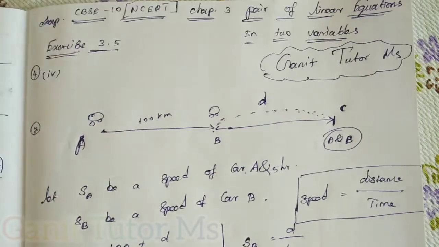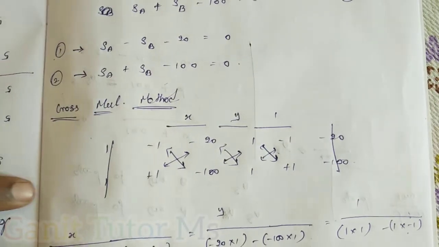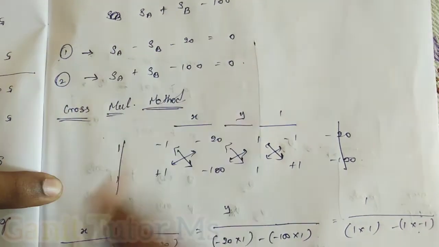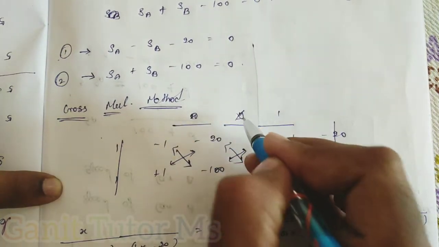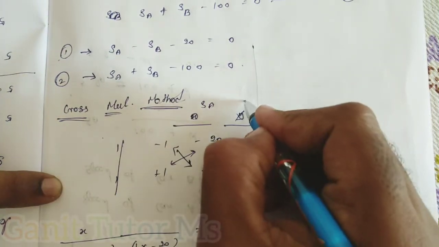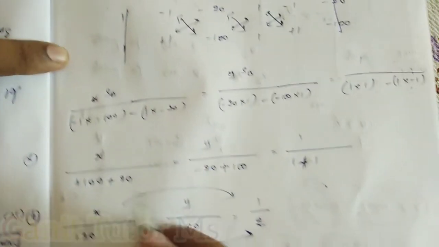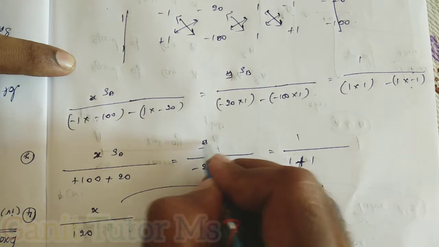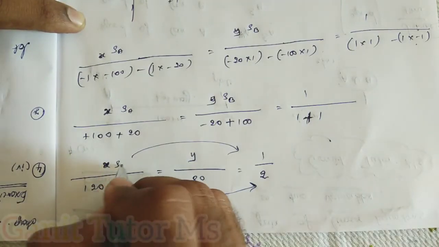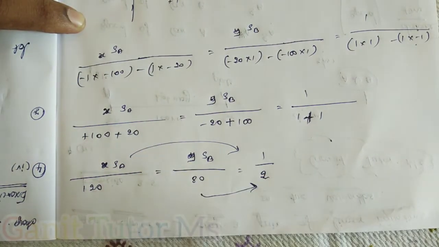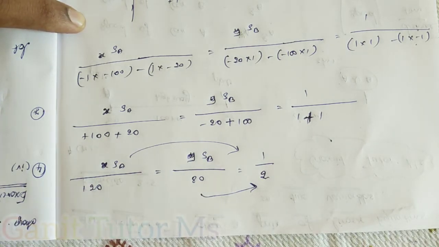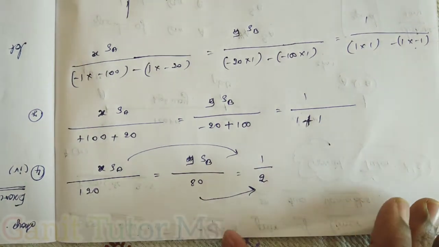Actually, in this problem, the variables are SA and SB. So, instead of x and y, sorry, here I made a mistake, that is SA, SB. Here also SA, SB. Clear? The same thing. Here also SA, SB, SA, SB. Clear? Actually, instead of SA, I put x here. Instead of SB, I put y. Clear? Now, the small changes, you can change it.